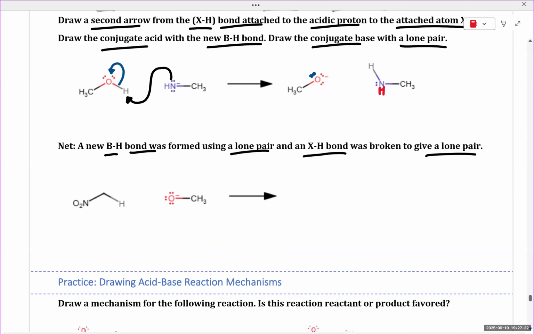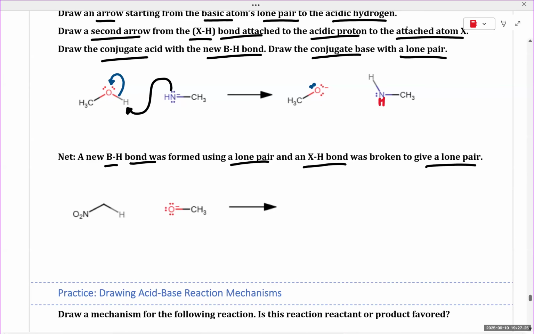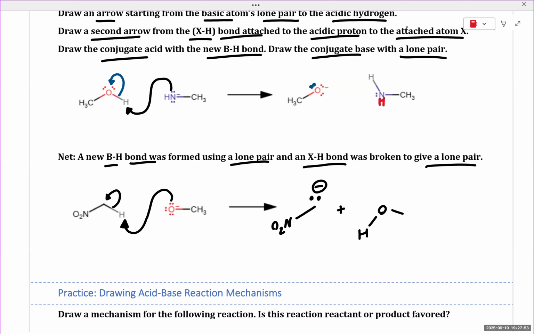So let's practice this. I'd like you to take a moment and practice drawing out the acid-base reaction between this methoxide anion and nitromethane. So in this case, the methoxide is going to pull off your acidic proton. We break the carbon-hydrogen bond, and that generates a lone pair on carbon. We also form an oxygen-hydrogen bond, and that gives us methanol. Perfect.